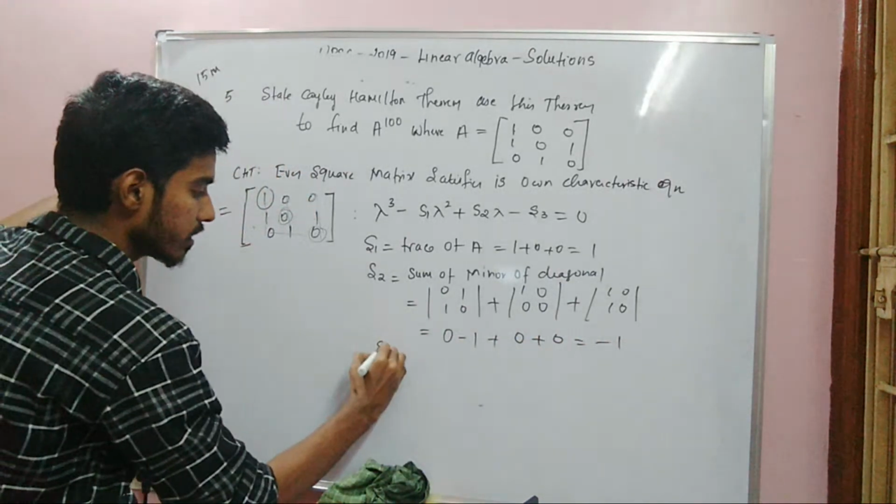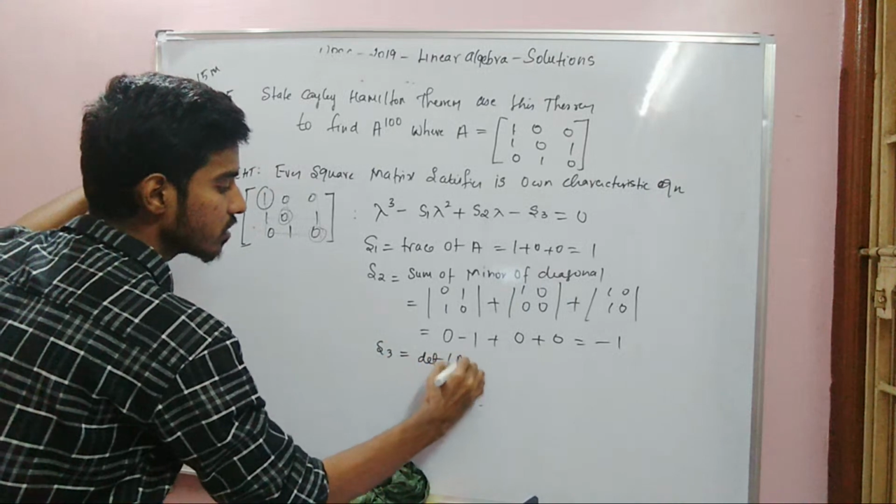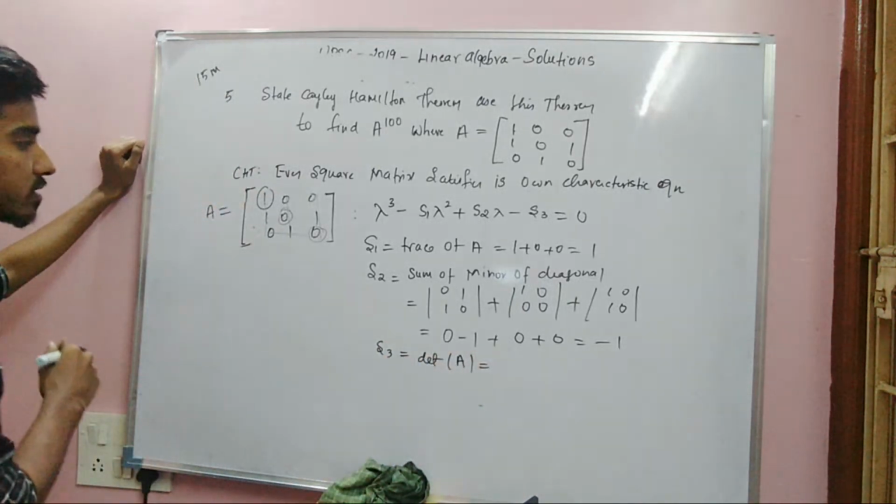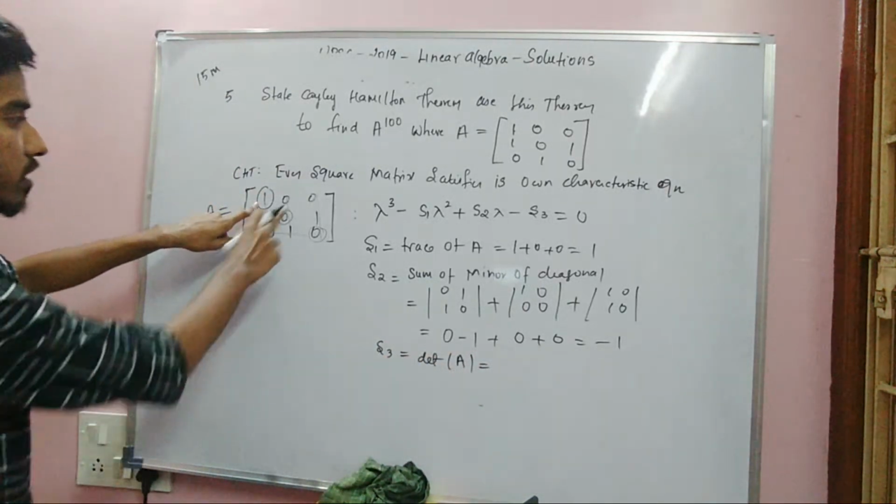What is S3? S3 is the determinant of A. S3 is the determinant of A. So you find the determinant for this. So for the determinant, you can expand along the row where these two are 0.